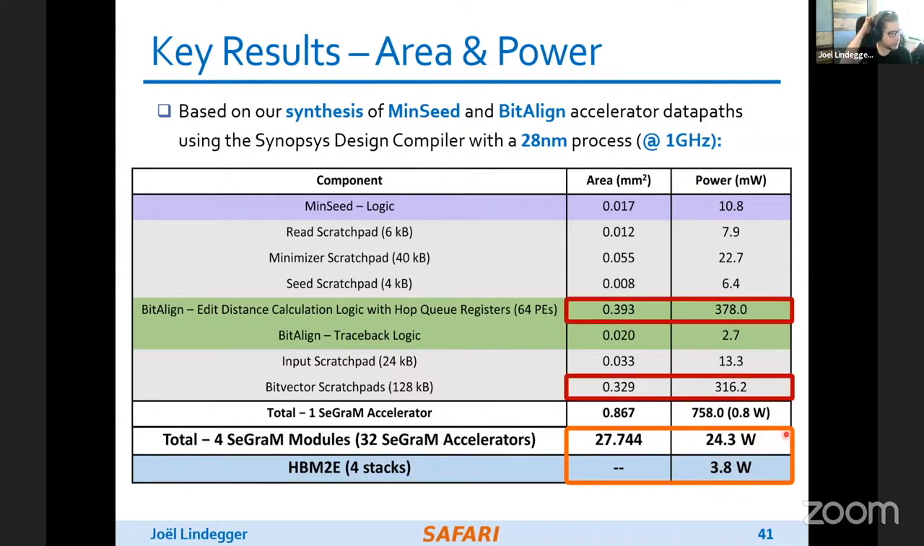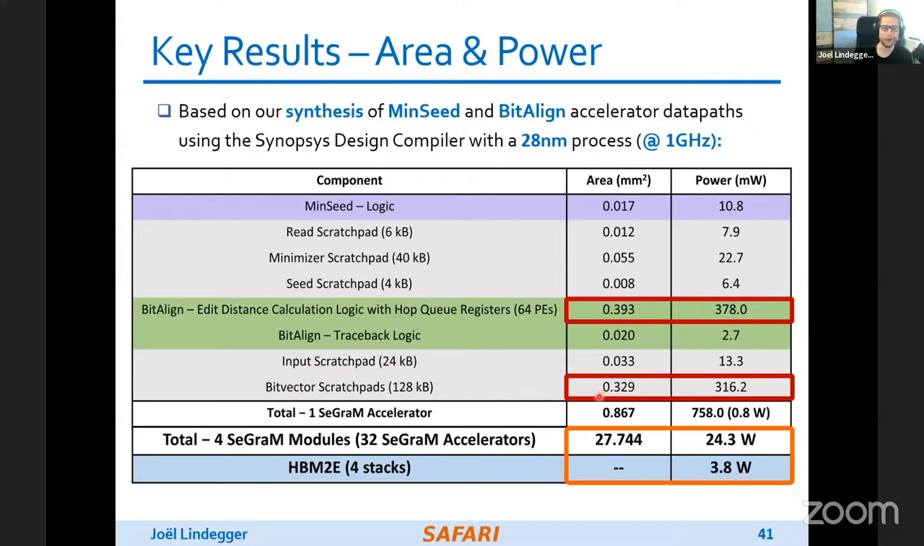Also, in terms of what's the bottleneck in the accelerator, it comes down to the BitAlign logic. So even the accelerated pairwise alignment is expensive in terms of both area and power. And then the bit vector scratchpads are also similarly expensive.